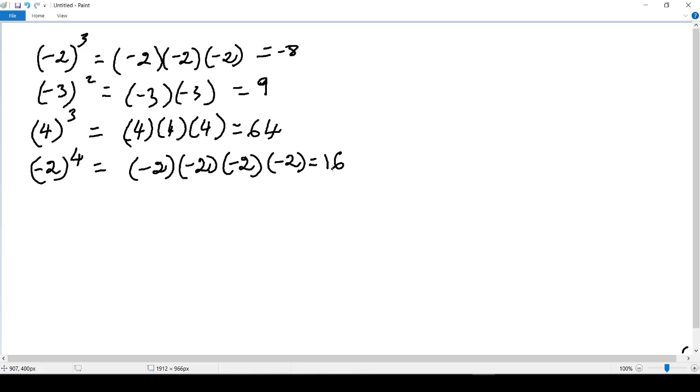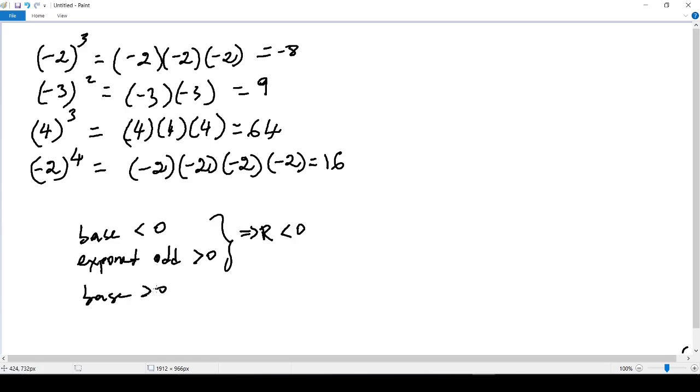Looking at the results that we got so far, we can notice that when the base is negative and the exponent is a positive odd number, then the result is negative. I'm going to repeat it again. When the base is negative and the exponent is odd and positive, then the result shall be negative. Now, when the base is positive or negative and the exponent is positive and even, then our result is positive.